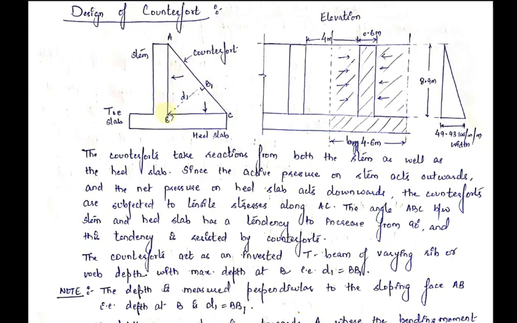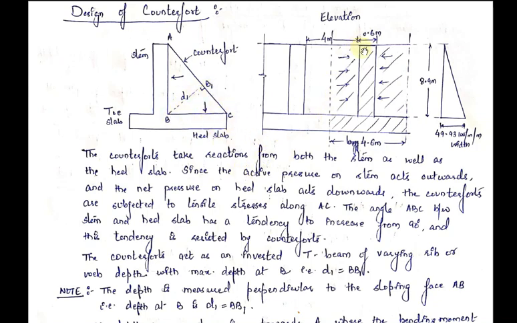See, whenever there is a component with a sloping side, we find the depth by taking a perpendicular to the sloping side. So if you draw a perpendicular from B to this sloping surface AC, this perpendicular BB1 will be the maximum value, as compared to a perpendicular drawn from any other point to this sloping line. So this counterfort behaves as the web of the T-beam with maximum depth BB1.